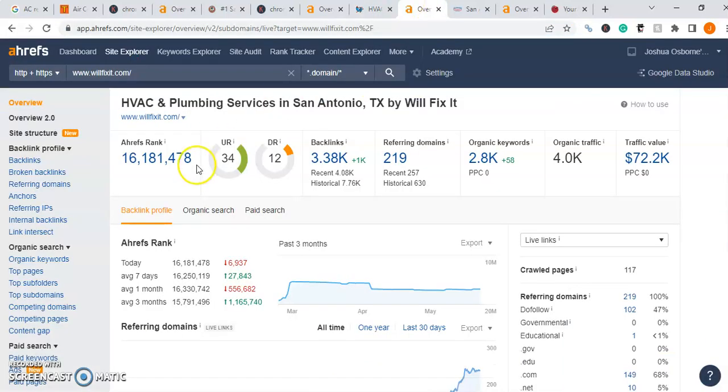So we have Will Fix It. They have a 34 UR, a 12 DR, puts them at about 2,800 keywords in the top 100, gives them about 4,000 users every single month, generates them about 72K in traffic value every month.